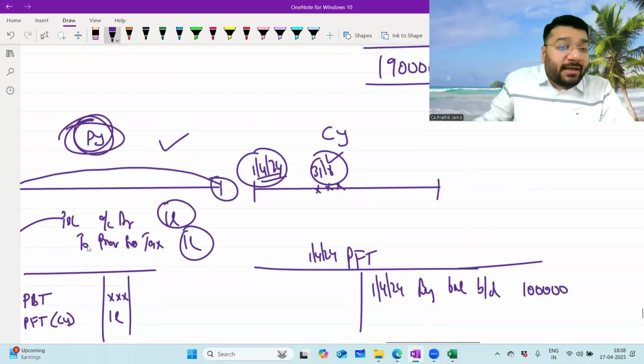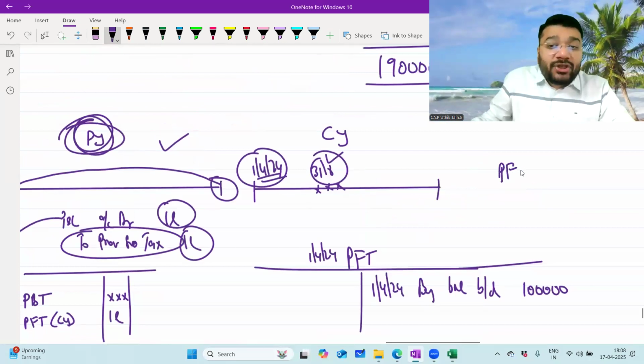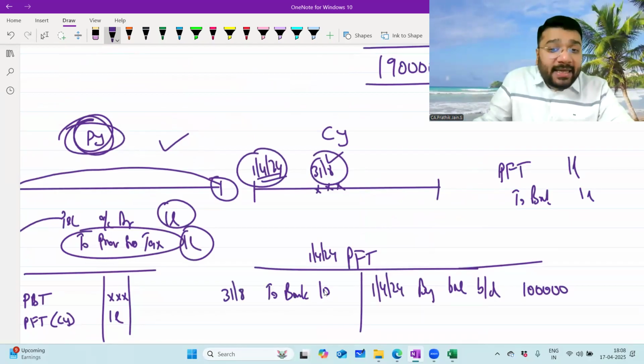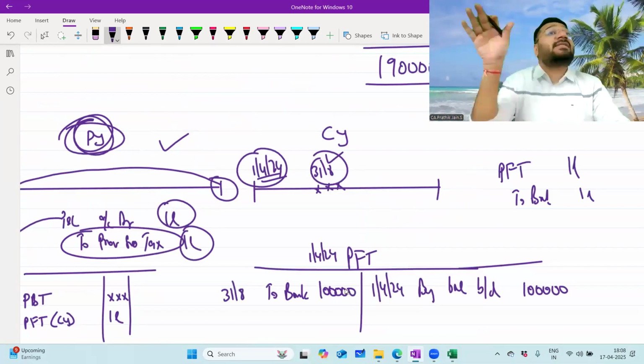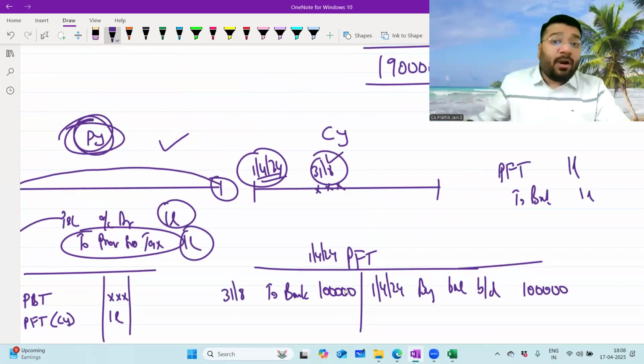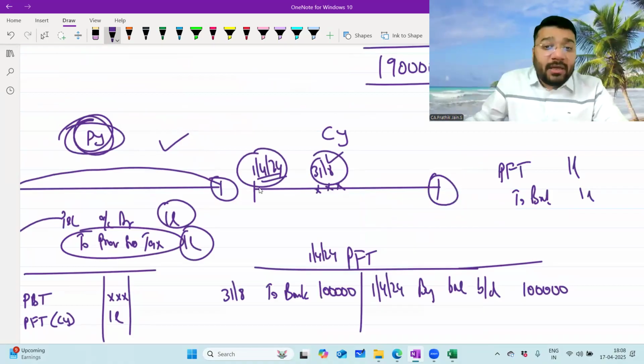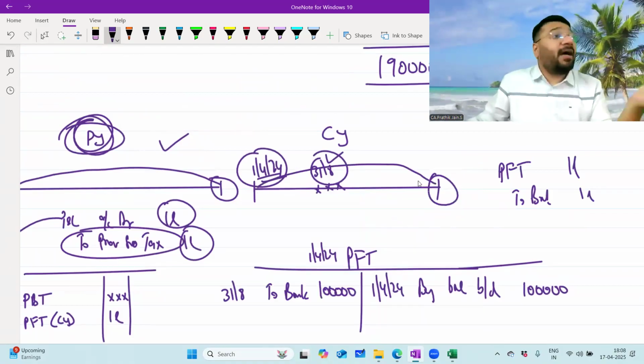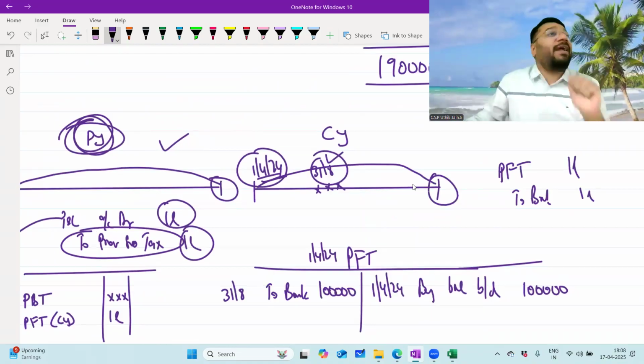Whatever provision you've created, that you have to reverse. So provision for tax to bank, 1 lakh, 1 lakh. So on 31st of August, to bank 1 lakh rupees. Any problem? With that, my ledger is closed. Then what happens? Priti, you come at the end of the year. At the end of the year, what do you do? Same like previous year, again you have to create a provision.